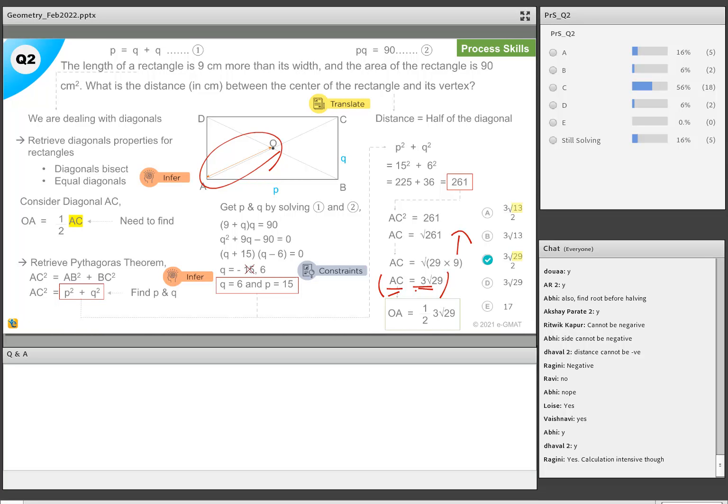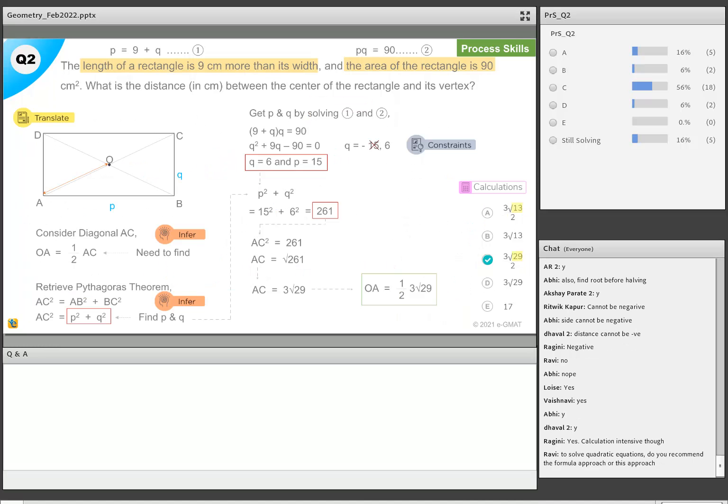It's slightly calculation intensive. But that's why I use the options. Well, my first point of concern is, should I even simplify root 261? Then I looked at the answer choices. It seemed like yes, I have to do some kind of simplification. Then I eliminated 13 because of 260. 13 into 2 is 26, 13 into 20 is 260. So 261 not possible. That brought me to 29. So I saved a few seconds by looking at the options. That's also something I want you to take away.